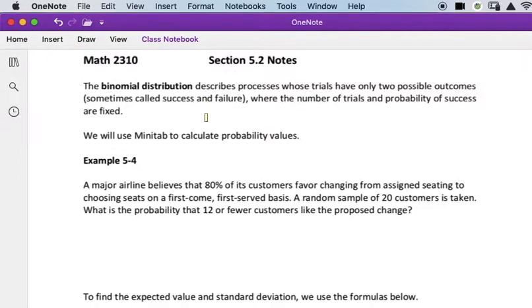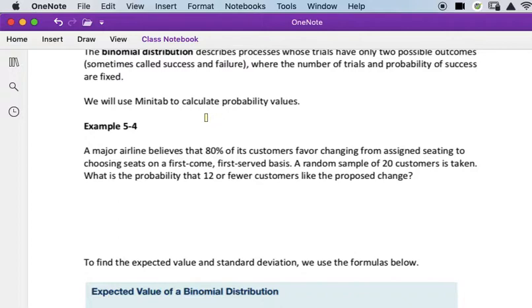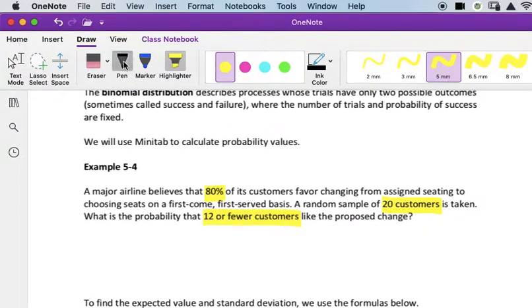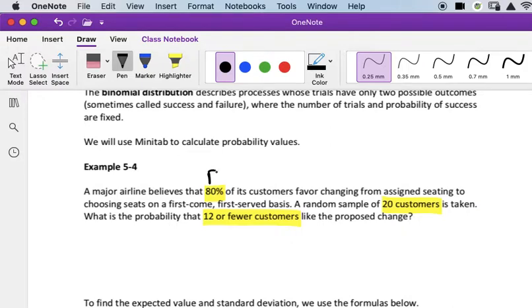We're going to look at example 5.4. It says a major airline believes that 80% of its customers favor changing from assigned seating to choosing seats on a first-come, first-served basis. A random sample of 20 customers is taken. What is the probability that 12 or fewer customers like the proposed change? So we are given two pieces of information here. 80% is a probability, and 20 customers is N, or a number of trials. And what we want to know is the probability that 12 or fewer customers like the proposed change.